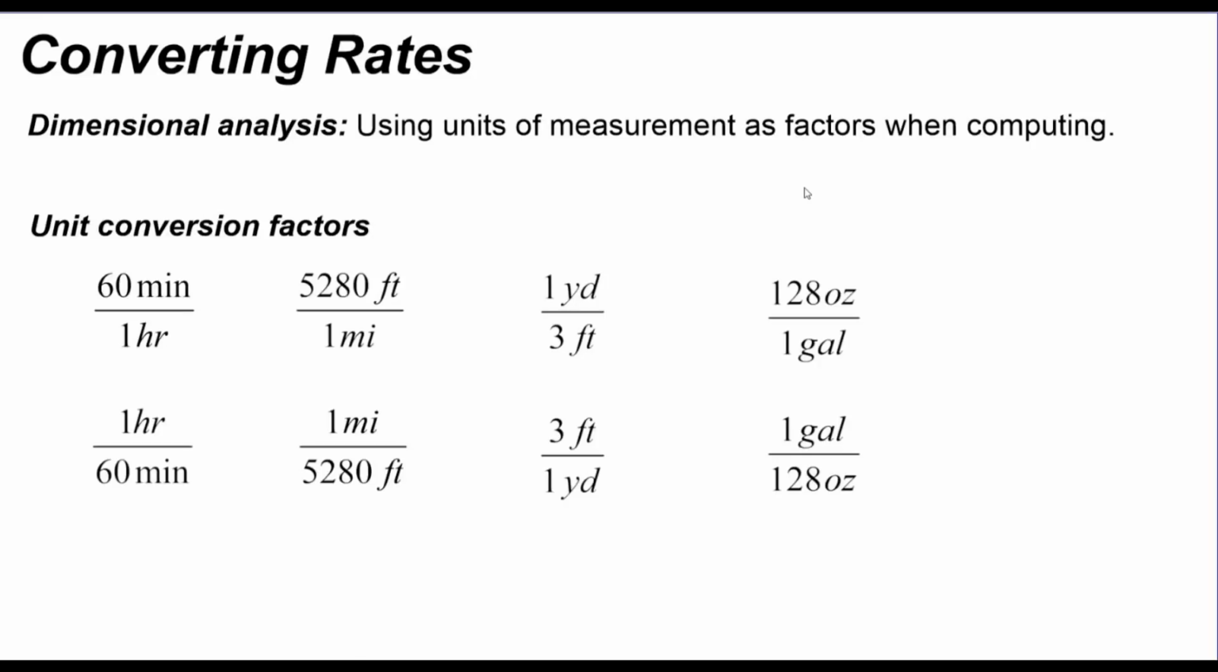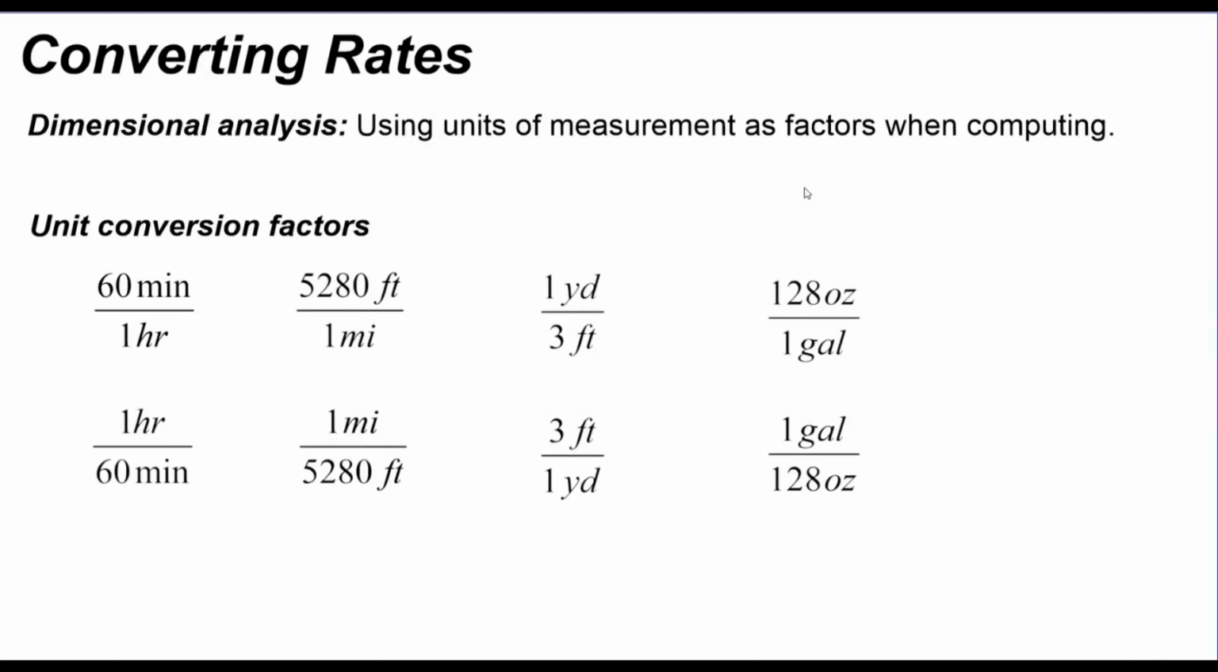In this video, we're going to be talking about converting rates. We've been finding rates and unit rates. Sometimes we want to convert one rate to another rate, or one unit rate to another unit rate. So we have to know how to do that, and we're going to do that using what we call dimensional analysis, which is using units of measurement as factors when we're computing. So we're going to take our labels into consideration when we're doing our calculations to convert our rates from one to the other. And we're going to be using something called unit conversion factors.